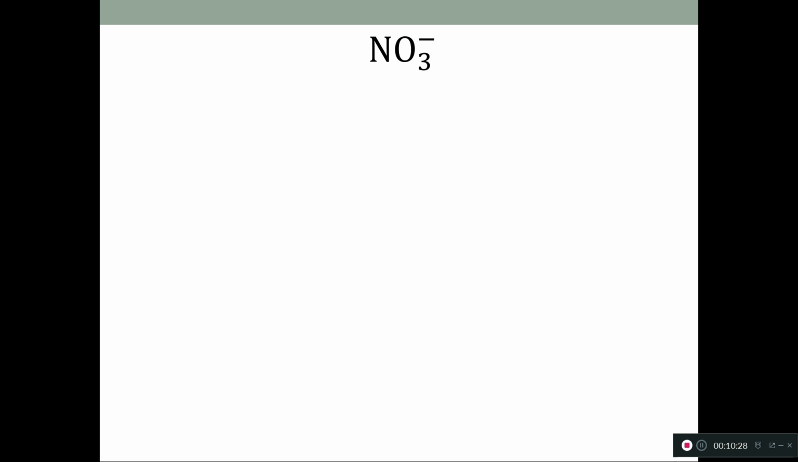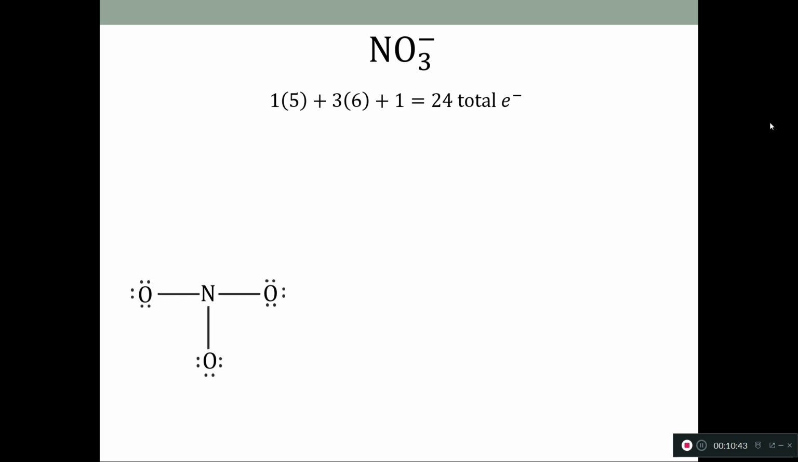So let's do this for nitrate. So again, we want to add up all the electrons. We add +1 because it has a -1 charge. The nitrogen will be our central atom because it's closer to the carbon column. We put the oxygens around, put the bonds, put the lone pairs.